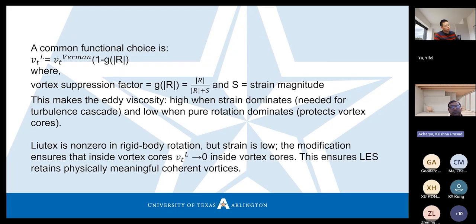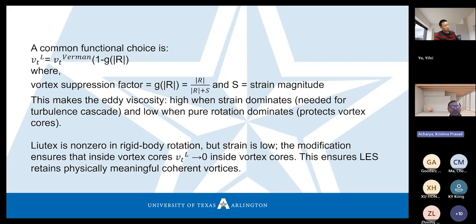A common functional choice is nu_TL equal to nu_T for Vreman times 1 minus G of absolute R, where G of absolute R is equal to absolute R over R plus S, the vortex suppression factor, and S is the strain magnitude. This makes the eddy viscosity high when strain dominates, needed for the turbulence cascade, and low when pure rotation dominates, which protects vortex cores.